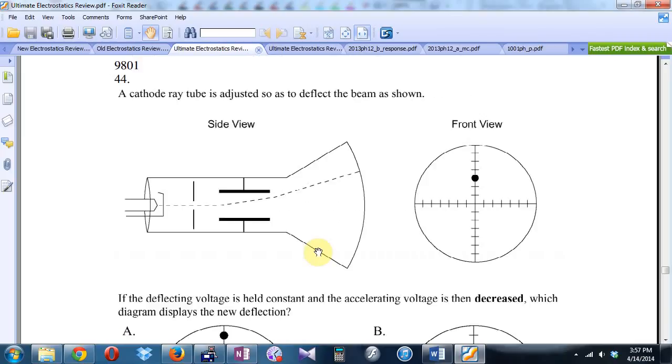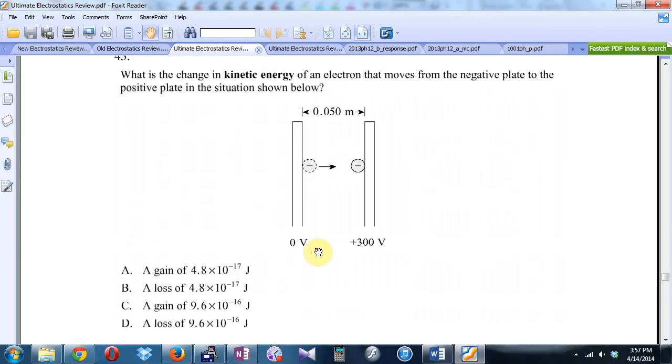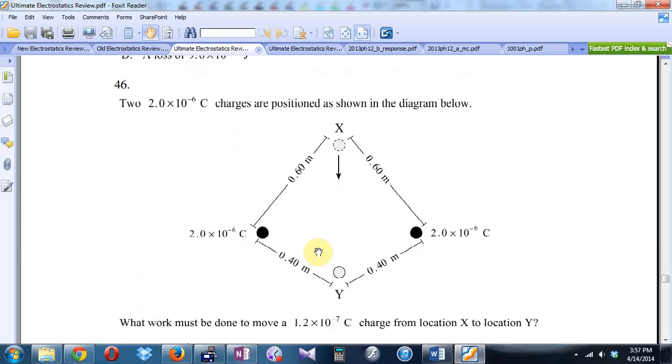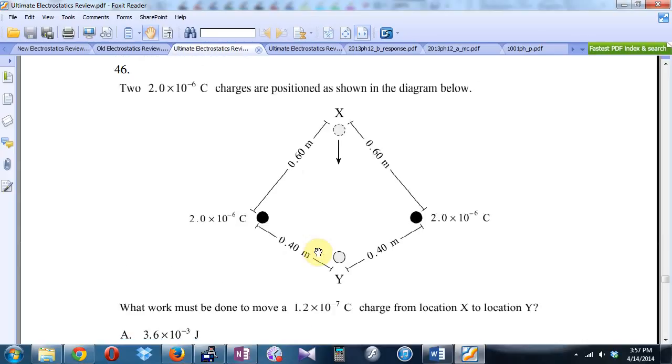So 44, do it, but don't freak out about it. This diagram is meant to scare you. Peter, what are they asking me to find in 46? Scalar or vector?